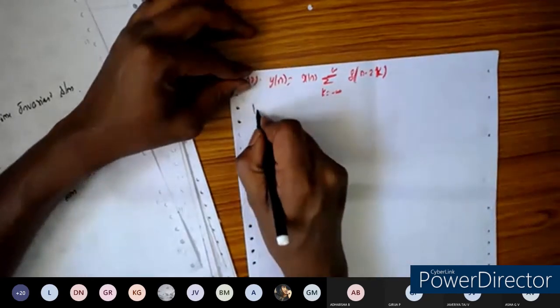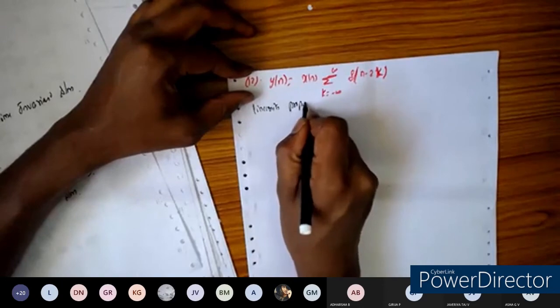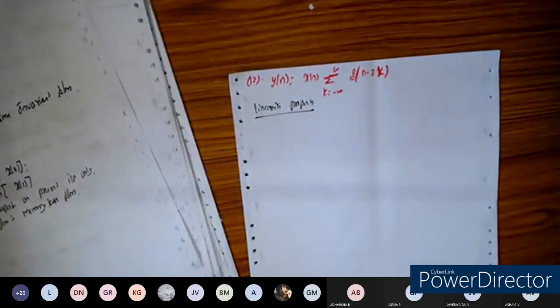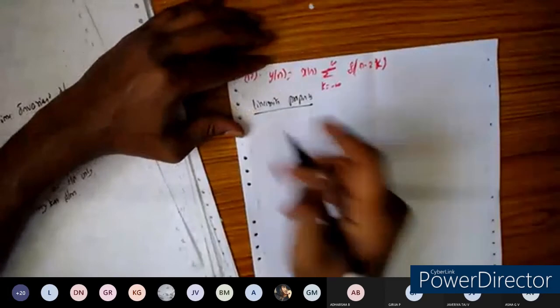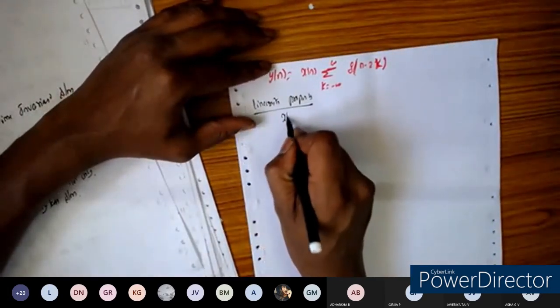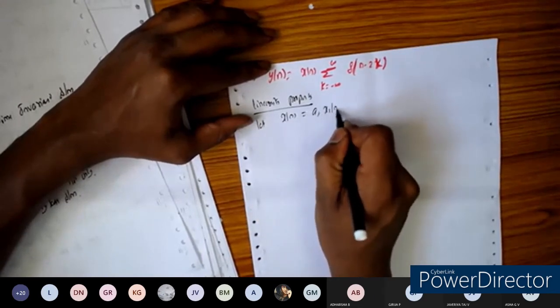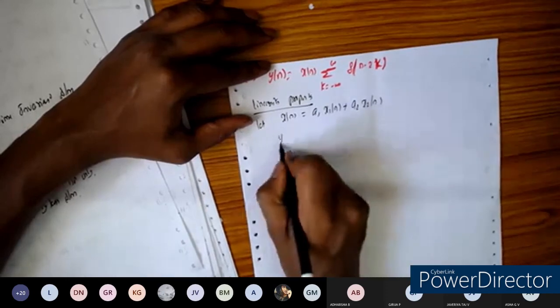So first one, let us take the linearity property. Let us verify. What we need to do is substitute x of n: let x of n be equal to a1 into x1 of n plus a2 into x2 of n. Let us substitute here.